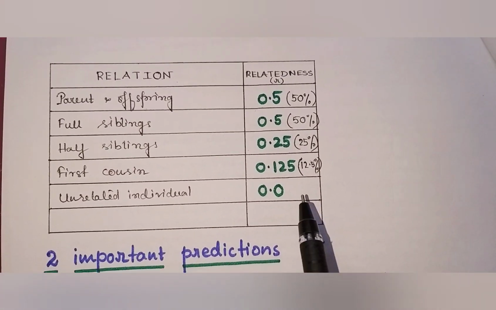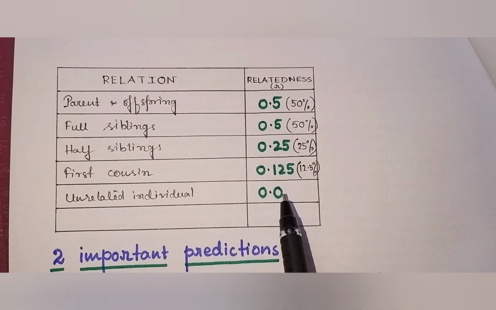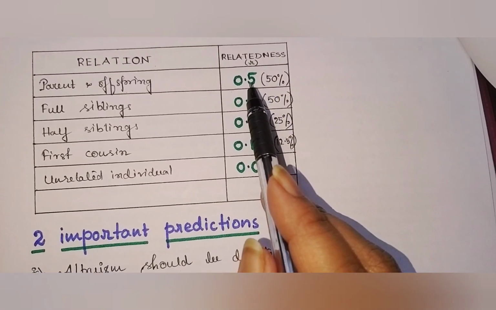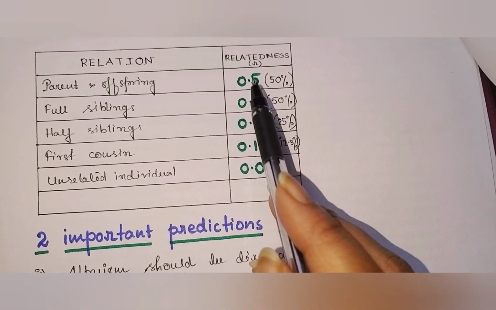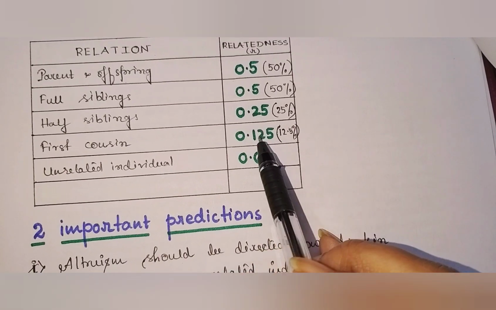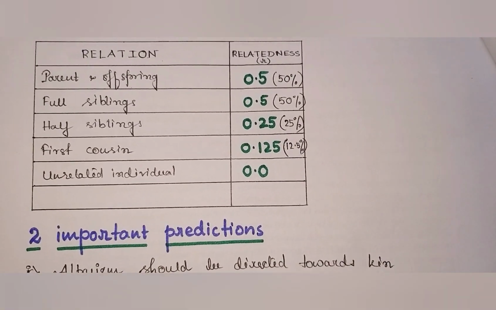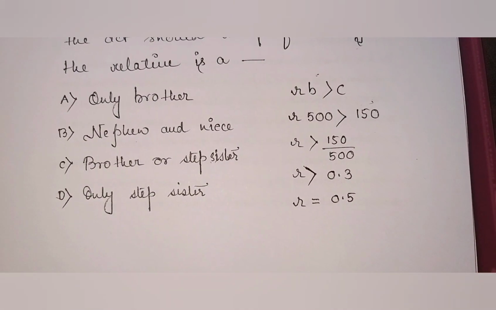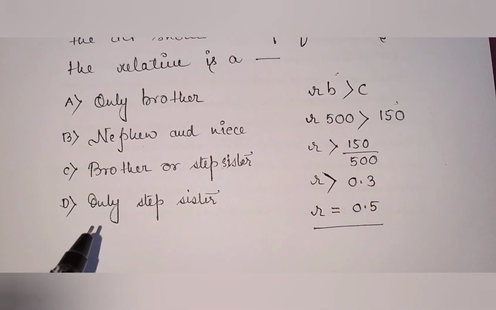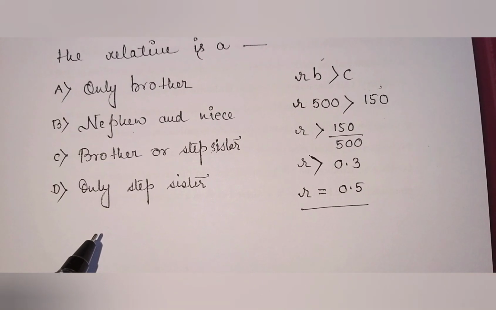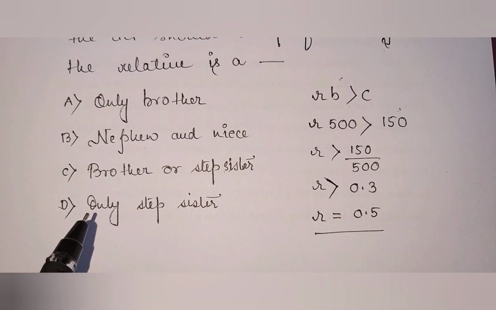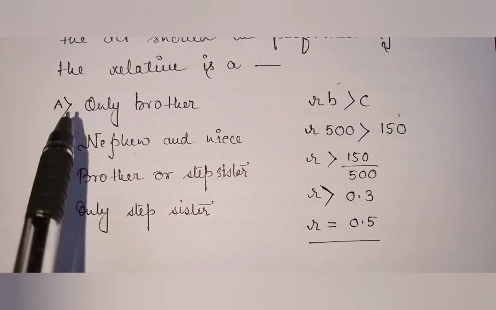If you see this, all other values are lesser than 0.3 other than this. Correct? So R is definitely 0.5 and not these three. Fine. Now see, if R is equal to 0.5, then it can either be parent offspring relation or own brother or own sister relation.